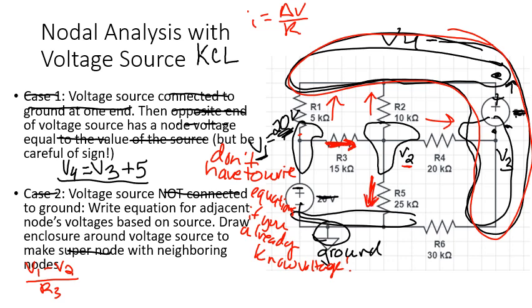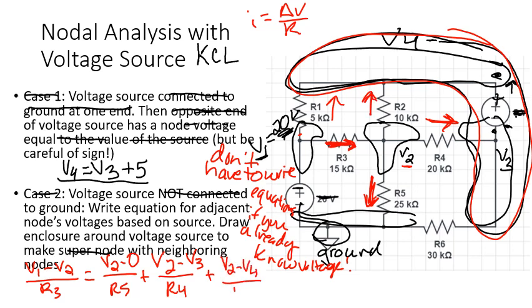So I have the current through R5 leaving. That started at V2, goes to ground, to 0 over R5. I have the current through R4 leaving. So that's V2 minus V3 over R4. And I have the current through R2 leaving. V2 minus V4 over R2. So that's one equation. Label that equation 1. Don't forget we already had this equation from our supernode. That's equation 2. Let's write equation number 3.